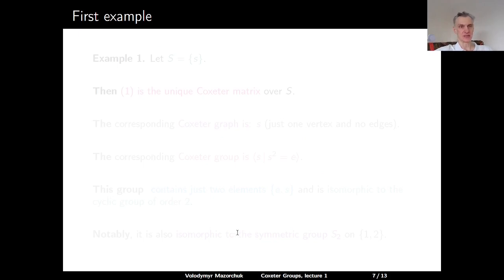Let's now go through some examples. The first example, let's take as the set of generators just one element. So let capital S be a singleton set with an element little s.